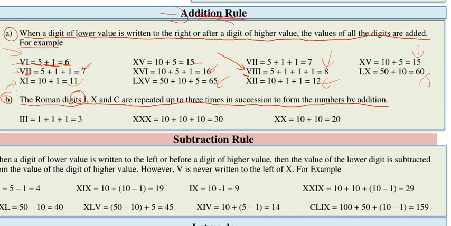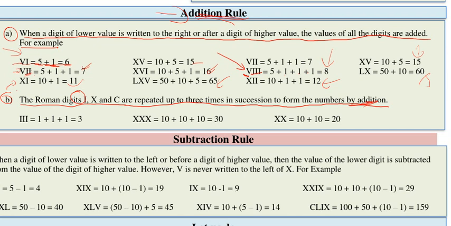So you can see over here we are having 3 I's. So 3 I's will be 3 ones, so 1 plus 1 plus 1. See, we are adding them in succession and they are I, which can be repeated only 3 times, not more than that. It can be less than 3 even. So we are adding them to form numbers by addition, as is written over here. So 5 plus 1 plus 1 plus 1 will give you 8.